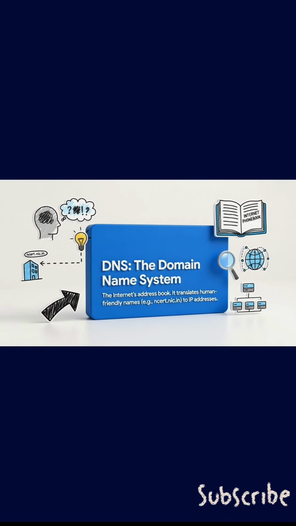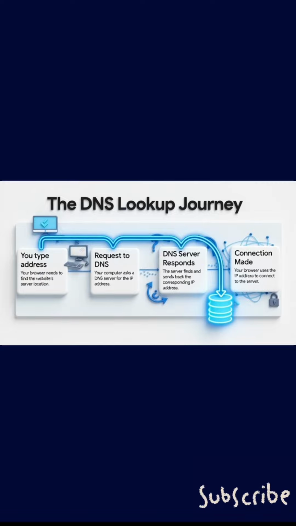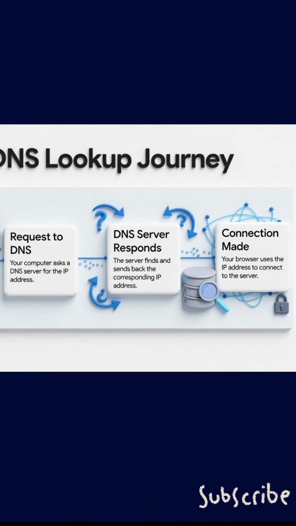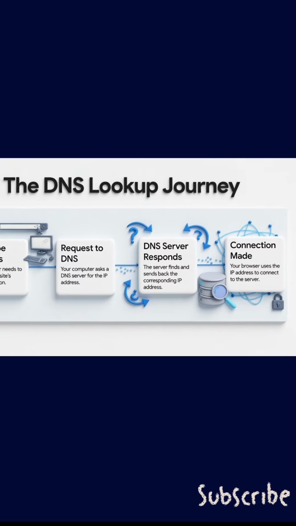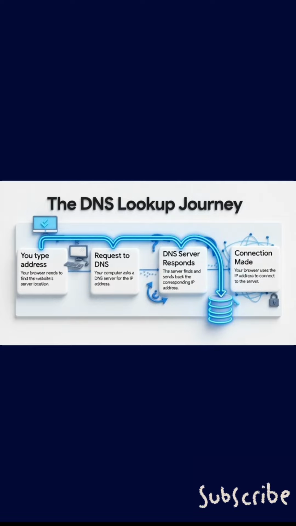And this whole process happens in a flash. Every single time you go online, you type in a website, your computer immediately sends a message to a DNS server asking, hey, what's the IP address for this name? The DNS server looks it up in its massive list and sends the number back. Then, and only then, your browser uses that number to connect to the website's server and load the page. It's a simple four-step dance that happens in milliseconds.